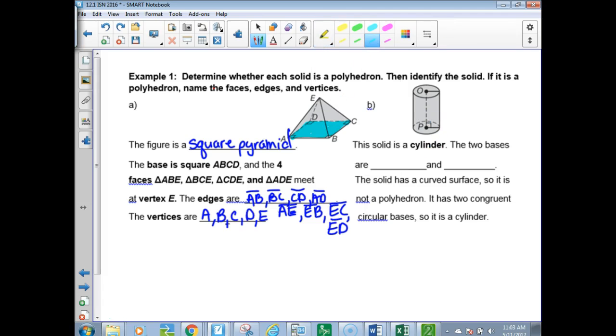This next one is a cylinder because it has two circular bases. The two bases are the circle with center O, and you write it with that notation we've used before. You make a little circle symbol with a dot, indicating that point O is its center. And the bottom one is the circle with center P. The solid has a curved surface, so it is not a polyhedron. It has two congruent circular bases, so it's a cylinder.